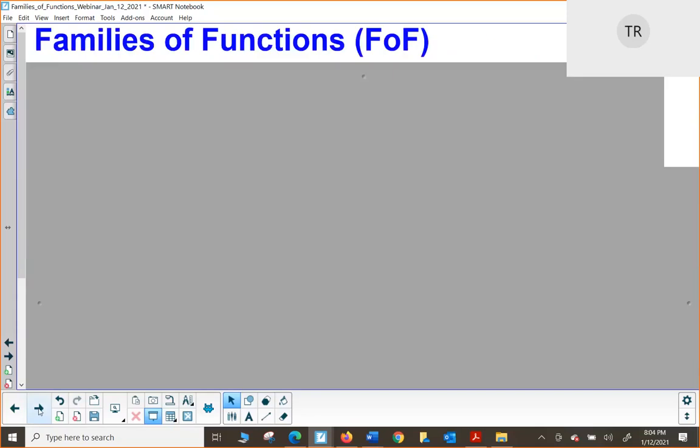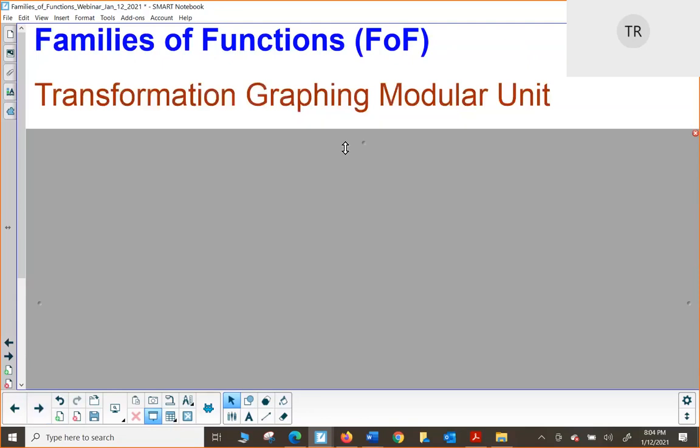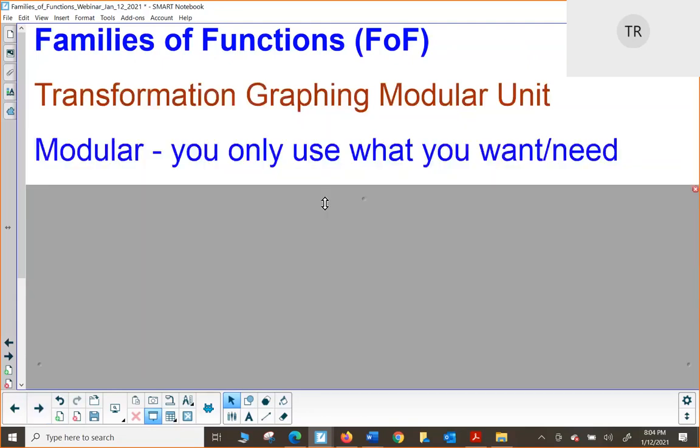All right, so with that, families of functions, let me give you some background here a little bit. This is a transformation graphing modular unit. Modular means you only use what you need or want. So there's over 200 videos. If your students use one video and that helps them, that's fine. If they want to use a dozen, that's great too.